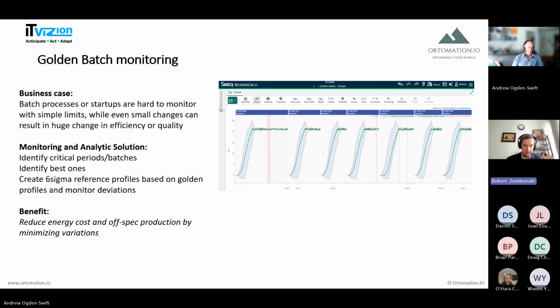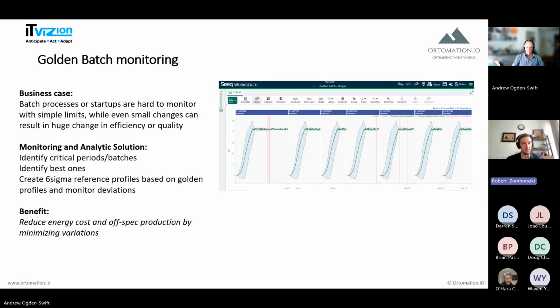For example, that is this blue shaded area. The green is the value. So we are creating a tunnel that we have to follow through the process to keep the golden batch. We can alert on it, see that when we are out of this golden reference profile. This greatly reduces the variations of the batches, and if we selected the good ones, that's the point. This can reduce energy cost, and of course it can reduce the off-spec production. That is the biggest waste in this case.